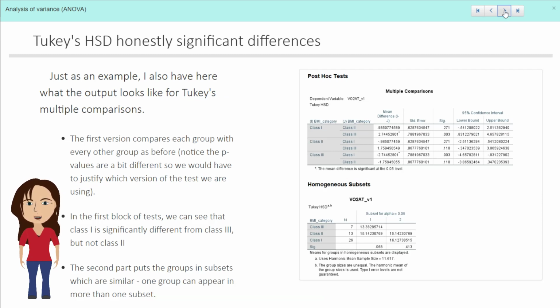Now, just for an example, we're going to have a look at what the Tukey's HSD, which stands for honestly significant differences, looks like. The first bit is the same, and then it gives us this second bit of output, which is called homogeneous subsets. Basically what that's saying is it's going to put stuff in groups if they are similar. So it's saying class 3 and class 2 are similar, so they can go in a group, and class 2 and class 1 are similar, so they can go in a group. So you can belong to more than one group, but what we can see is class 3 is not in a group with class 1, so there's a significant difference there.